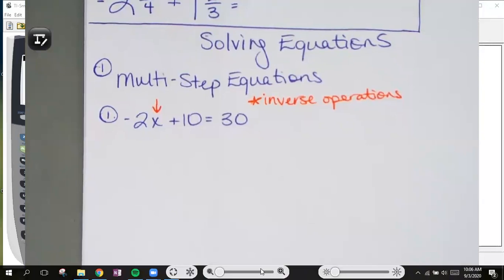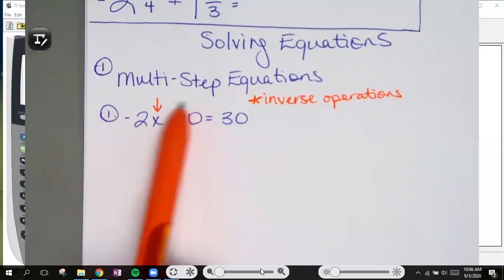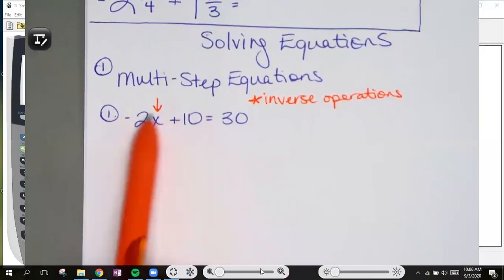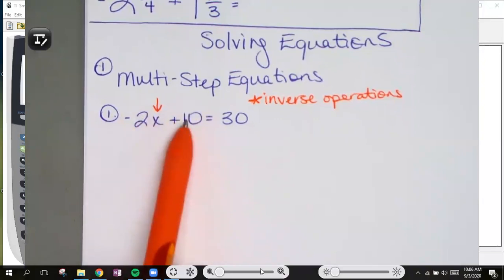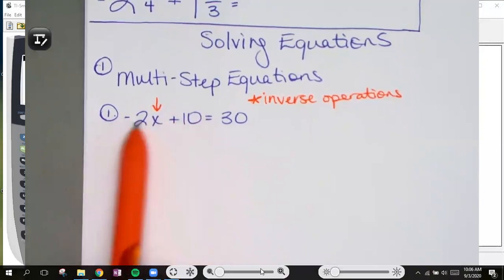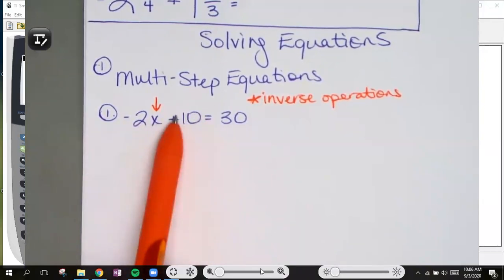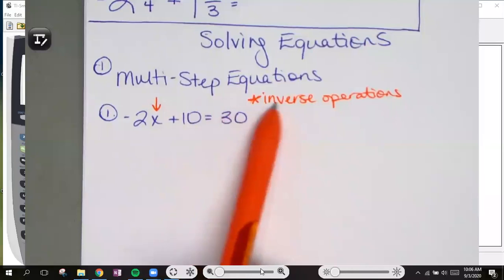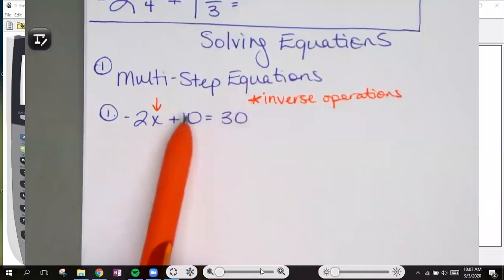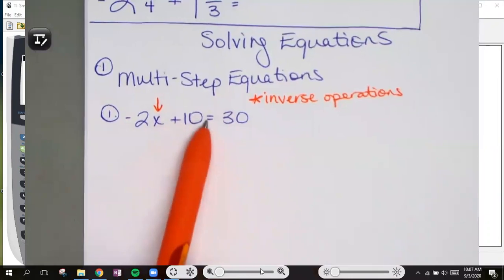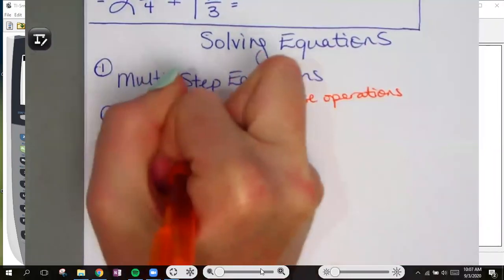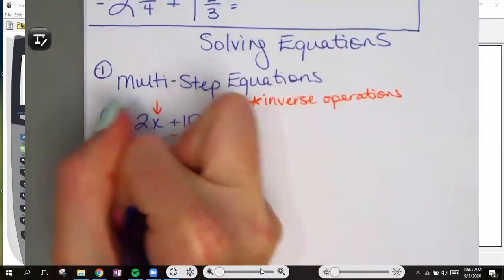When I do inverse operations and when I'm isolating or quarantining my variable, I always start with the term, again, we're looking at one side of the equal sign, that's farthest away from my variable. I'm not gonna deal with this negative 2 first because it's right next to my variable. I'm gonna start with this plus 10. So in order to take this plus 10 and move it over here, we use its inverse operation. So what would be the inverse of plus 10? Subtract 10.